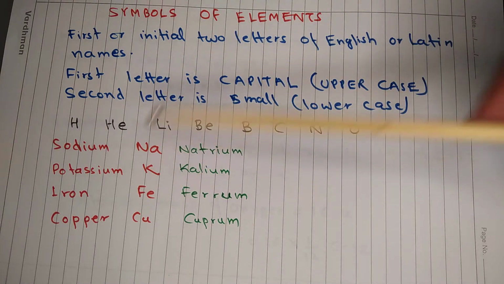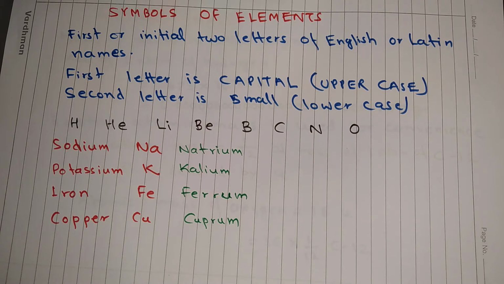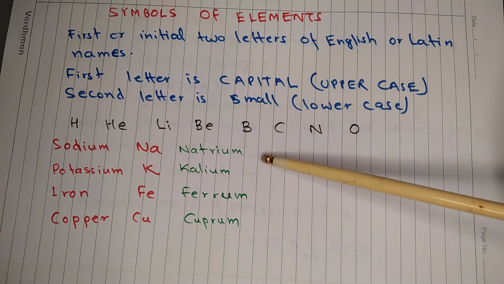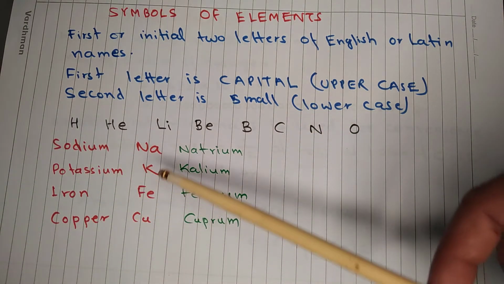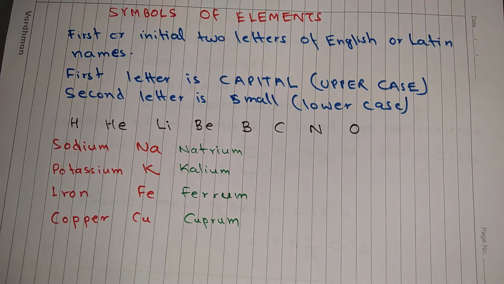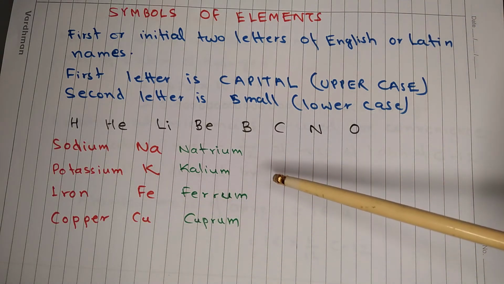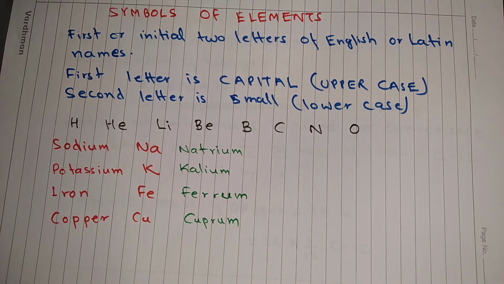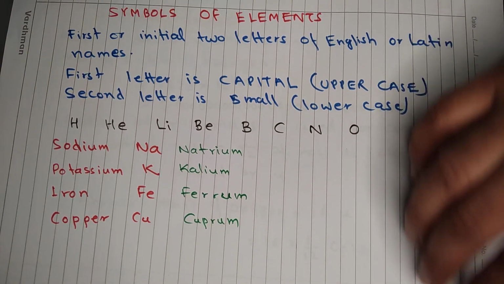Let us see some examples with symbols from Latin names. The symbol of sodium is Na and the Latin name is natrium. The symbol of potassium is K and the Latin name is kalium. The symbol of iron is Fe and the Latin name is ferrum. The symbol of copper is Cu and the Latin name is cuprum. You don't need to memorize the symbols, because with practice, in due course of time, it will be your second nature. You can easily write symbols for various elements after practice.